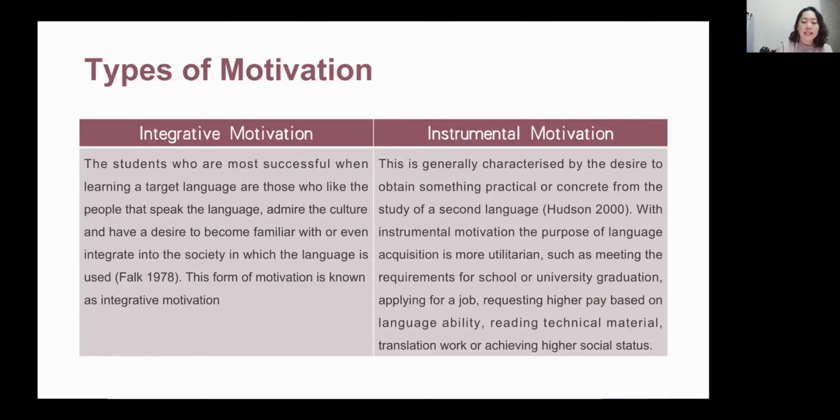Now, next, I would like to turn to the types of motivation. There are two types: integrative motivation and instrumental motivation. It is thought that the students most successful when learning a target language are those who like the people that speak the language, admire the culture, and have the desire to become familiar with or even integrate into the society in which the language is used. From 1978, this form of motivation is known as integrative motivation.